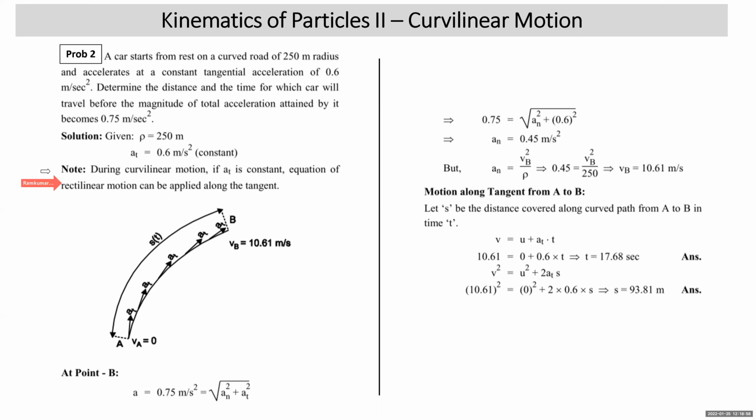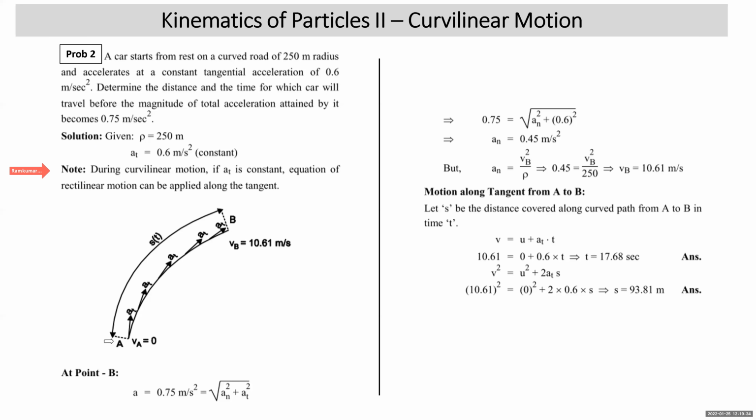I have written this note, you can read it. During curvilinear motion, if AT is constant, equations of rectilinear motion can be applied along the tangent, right? So equations of rectilinear motion are V is equal to U plus AT, V square is equal to U square plus 2AS, S is equal to UT plus half AT square. These three equations of motion can be applied if AT is constant and you apply the equations of rectilinear motion along the tangent. And whenever you are applying the rectilinear motion equations along the tangent, prominently you should write a heading: motion along the tangent.